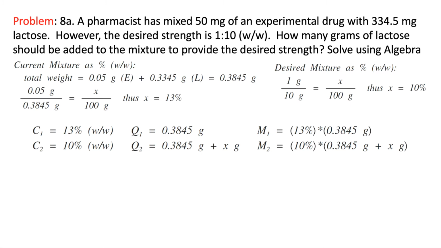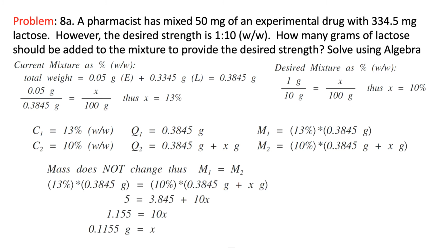So now I can set my mass 1 equal to mass 2 and say that the quantity of 13% times 0.3845 grams is going to equal 10% times the quantity of 0.3845 grams plus X grams. Check our units: percent, grams, grams. Good. Let's drop the units and just do the math. So 13 times 0.3845 equals 5. That would equal then 10 times 0.3845, which equals 3.845, plus 10 times X, which is 10X.